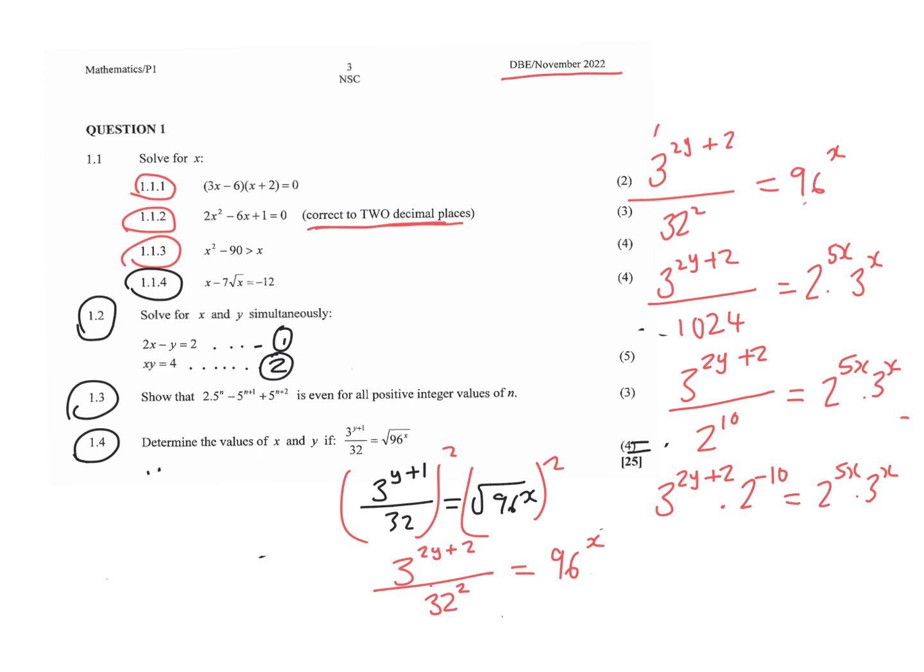Then from there we can now take out the similar bases. We now have 2 over there, so when bases are the same, we drop and equate the exponents. So I'm going to start with the 2. We have negative 10 equals to 5x. Then we divide by 5. You have your x, which is negative 2.